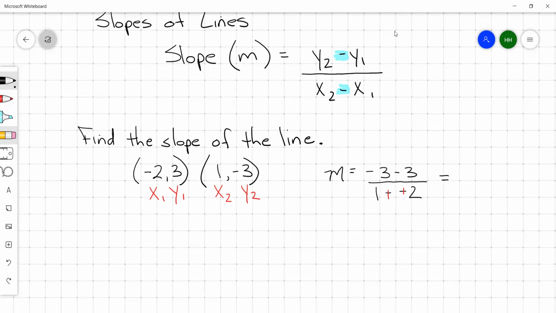So the slope of this line is going to be equal to -3 minus 3 is -6, and 1 plus 2 is 3. And -6 divided by 3 is -2. So the slope of your line is -2.